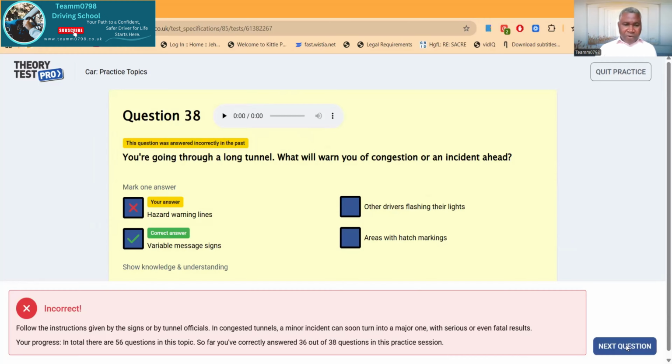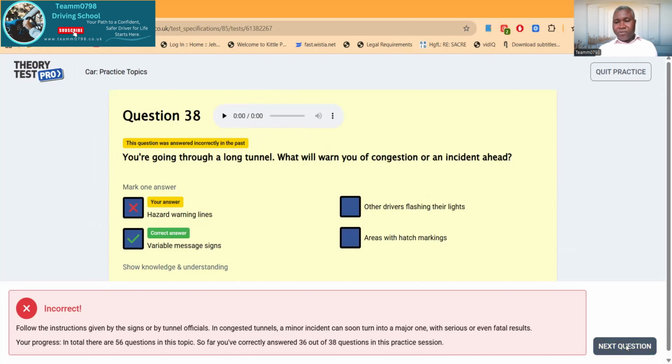Okay, so follow the instructions given by the signs or tunnel officials. In congested tunnels, a minor incident can soon turn into a major one with serious or fatal results. Okay, so that's the correct answer. We'll go back to that later. We have to memorize those 2 answers.